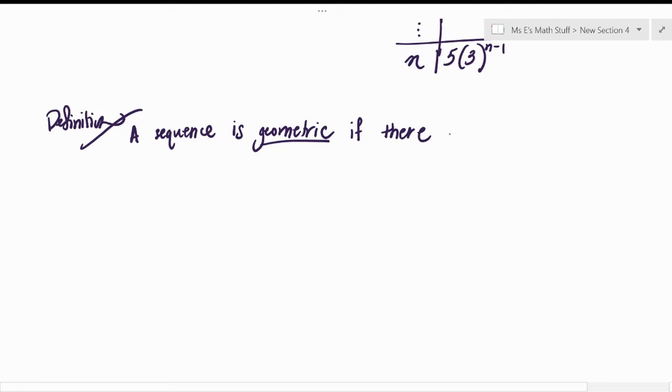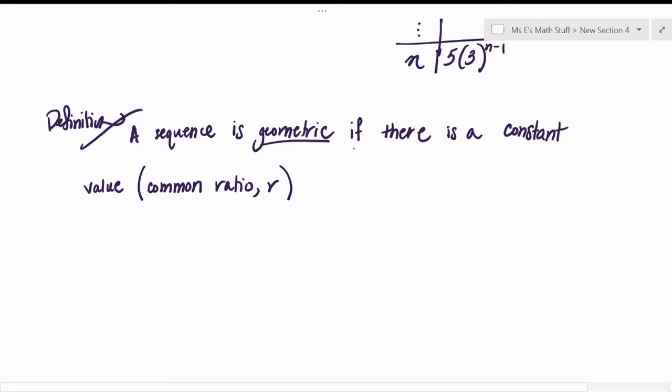If there is a constant value that is being multiplied, and actually, let's slow down a little. That constant value that's being multiplied to each term to get the next consecutive term, in this context, is called a common ratio. And you'll notice that they tend to use a lowercase r for it.